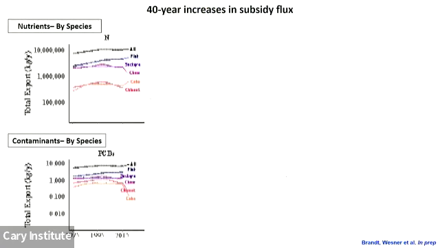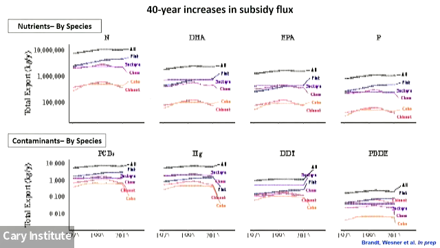So as a result of this, we know that over these last 40 years, we've seen a huge increase in the amount of subsidies. And we break this out by subsidy type, but the trends are very similar for all of the nutrients and all of the contaminants. We're seeing an increase in the range of 17% up to, I think, 31%, which is the highest percent increase we're seeing.